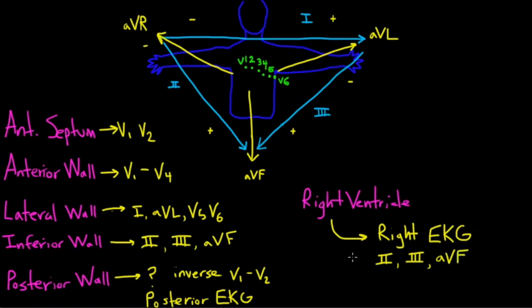But the tricky thing here is really we don't always get a great look at the RV, and we don't always get a great look at the posterior wall. So you can do these kind of extra things, but you do have to specify with the EKG tech. The other areas of the heart we capture pretty well through most of our leads.